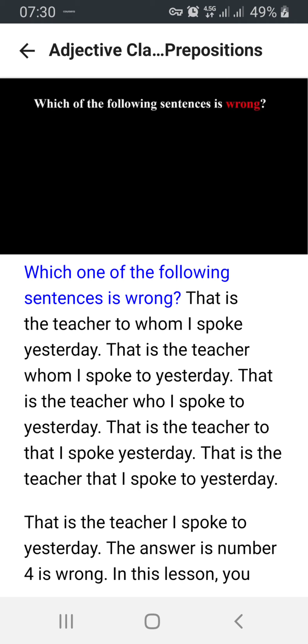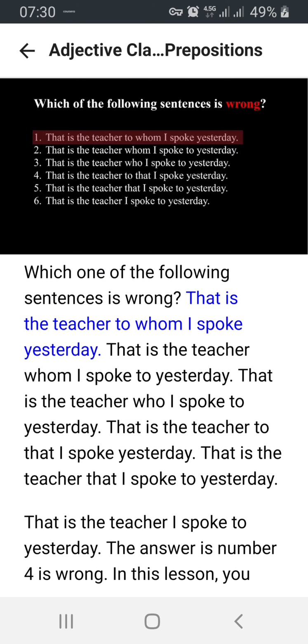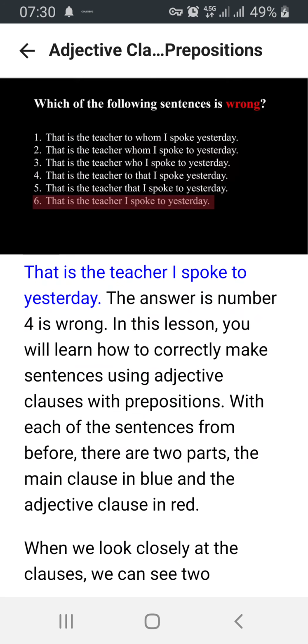Which one of the following sentences is wrong? That is the teacher to whom I spoke yesterday. That is the teacher whom I spoke to yesterday. That is the teacher who I spoke to yesterday. That is the teacher to that I spoke yesterday. That is the teacher that I spoke to yesterday. That is the teacher I spoke to yesterday. The answer is number 4 is wrong.